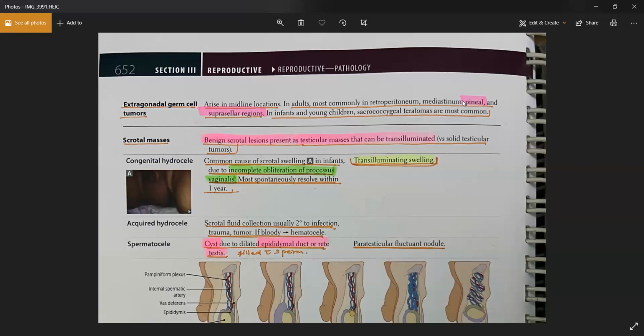The same kind of tumors can arise in the mediastinum, in the retroperitoneum, in the suprasellar regions, and again you will call it an extragonadal germ cell tumor. So nothing much important about this. Just know about the pineal gland. That is the most important thing, okay?